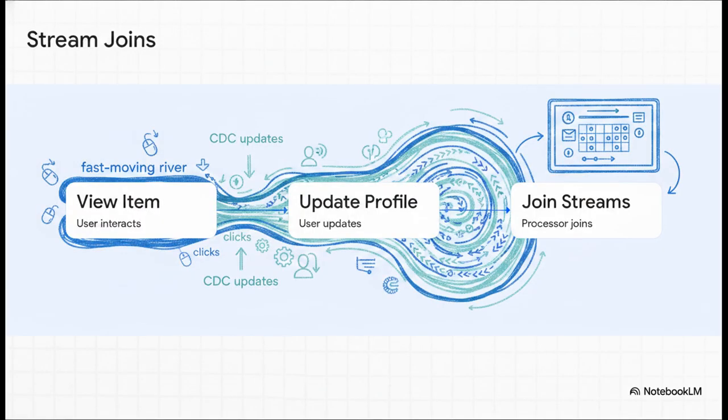Things get even wilder when we need to combine streams. Stream joins are basically like two massive rivers merging. Say you want to join a blazing fast stream of user clicks with a CDC stream of user profile updates. To pull this off without terrible latency, the processor can't just pause and query a slow external database for every single click. Instead, it maintains a continually updated local state scoreboard, essentially a mini database sitting right inside the processor. So the second a click arrives, it instantly knows the user's latest profile data.